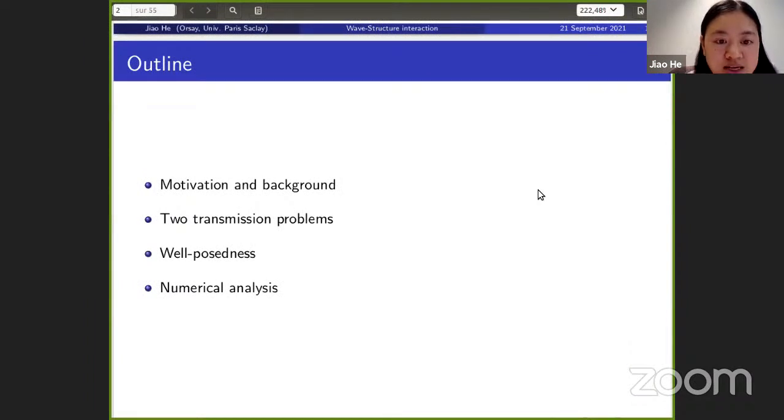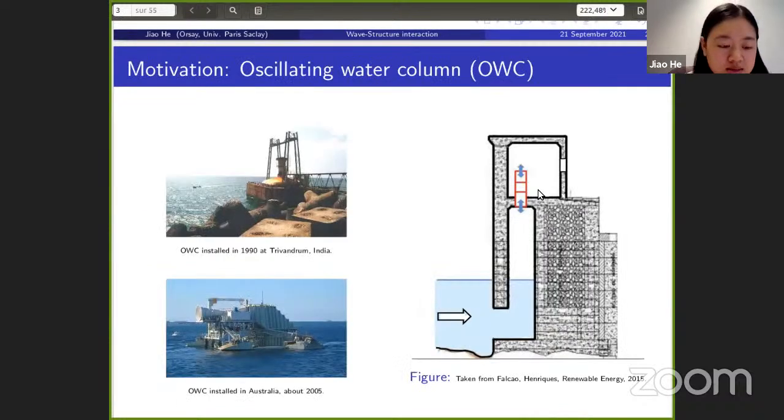So I will present the following four topics. First, our motivation and the background, and then how to reduce the engineering problem into a transmission problem, into the mathematical problem, and then a rigorous well-posedness result of the mathematical model will be given. And finally, I will show you some numerical results that we implement for our model.